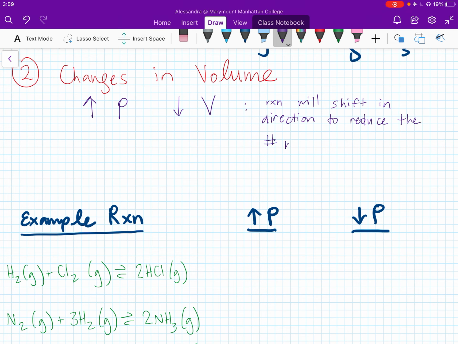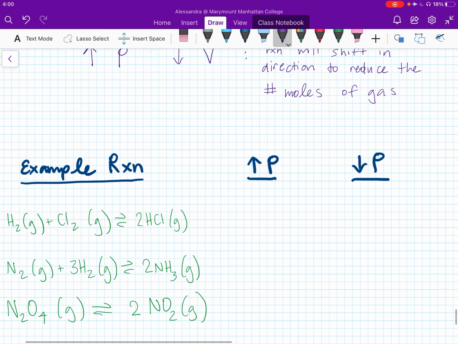I'm going to show you some examples to illustrate this point in a second. If you increase pressure, that is to say, reduce the volume, you have less room for your species to occupy. So the reaction automatically shifts in the direction to reduce the number of moles of gas. The opposite would be true too. If you reduce the pressure, you increase the volume, and that forces the reaction towards the direction that has more moles of gas. So in order to illustrate this, I want to give you 3 examples.